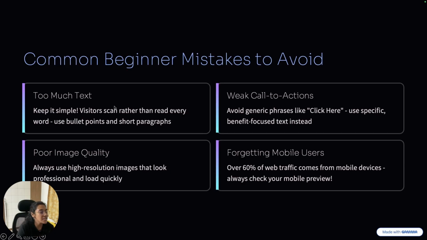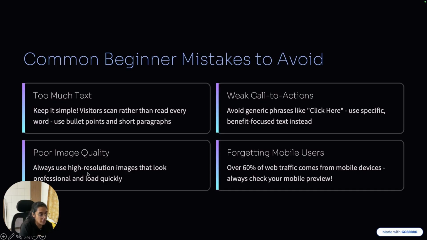So a few mistakes that you should avoid when you're making a website. There should not be too much text. Keep it simple. Keep your website as simple as you can. Number 2, do not have weak calls to action. Your CTA button should be very short, as I've already mentioned. Like click here, enroll now, sign up. Don't make it too long.